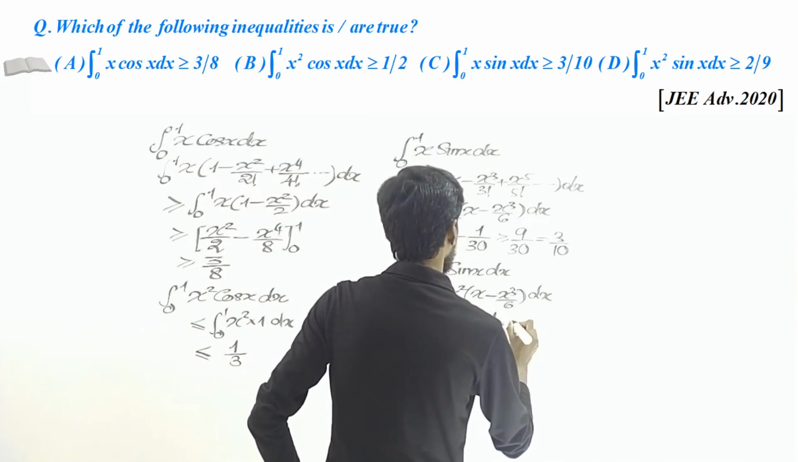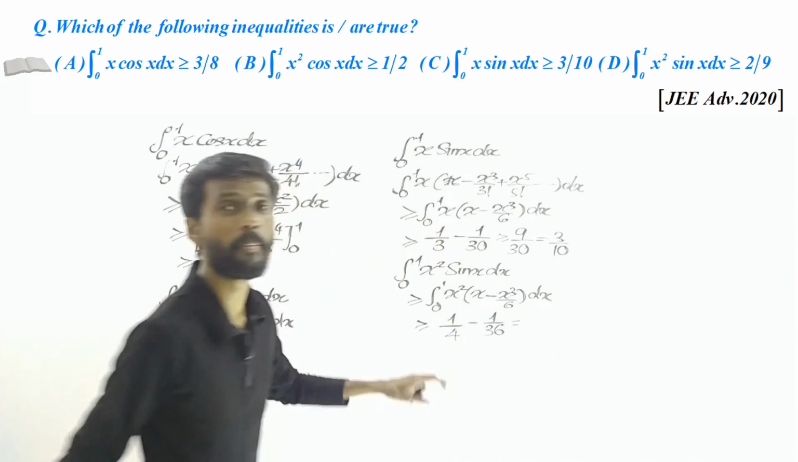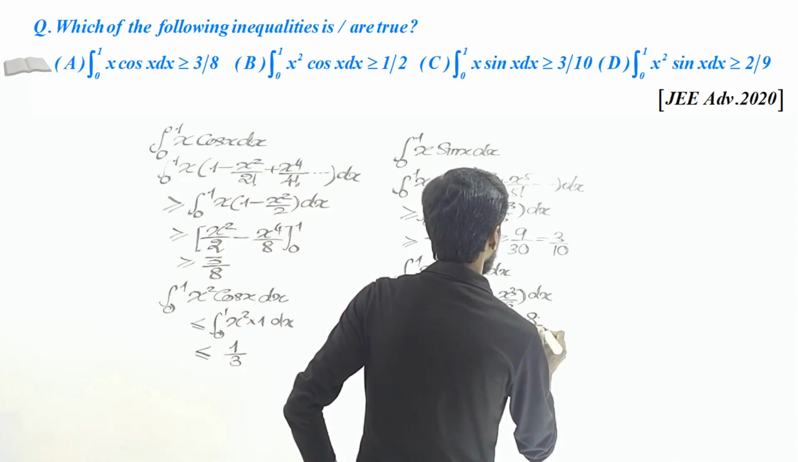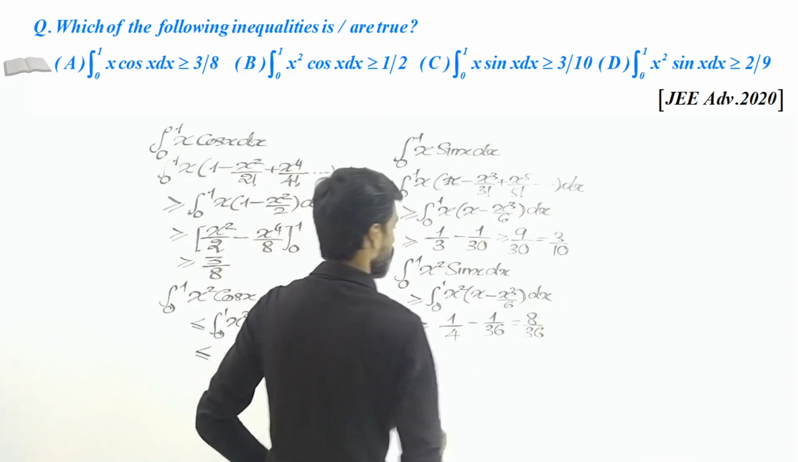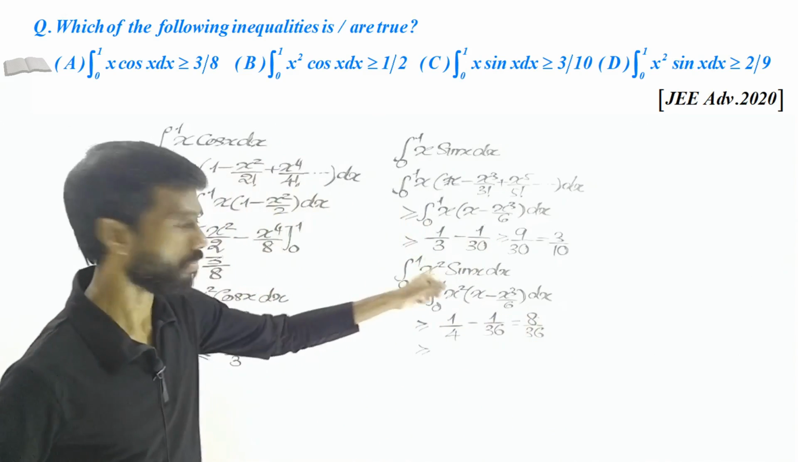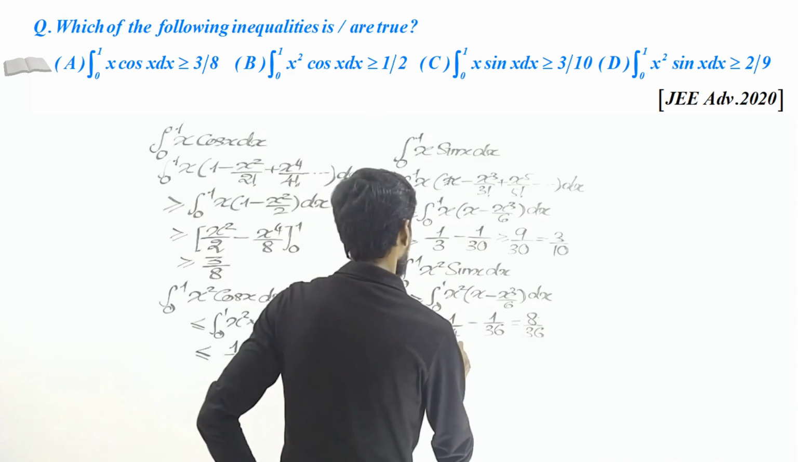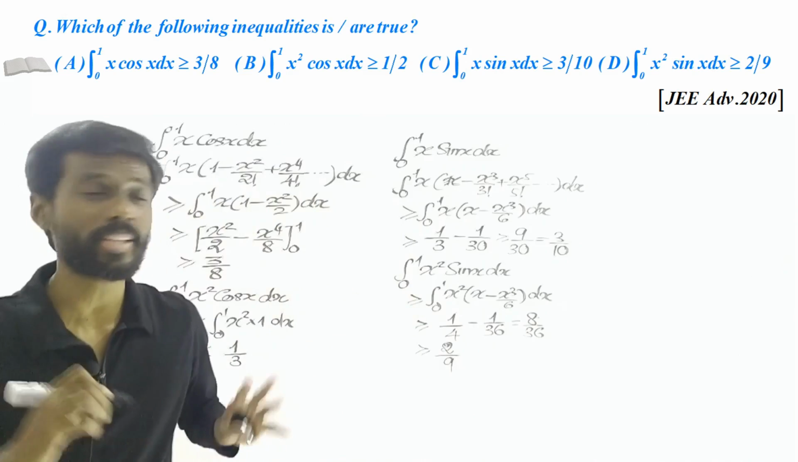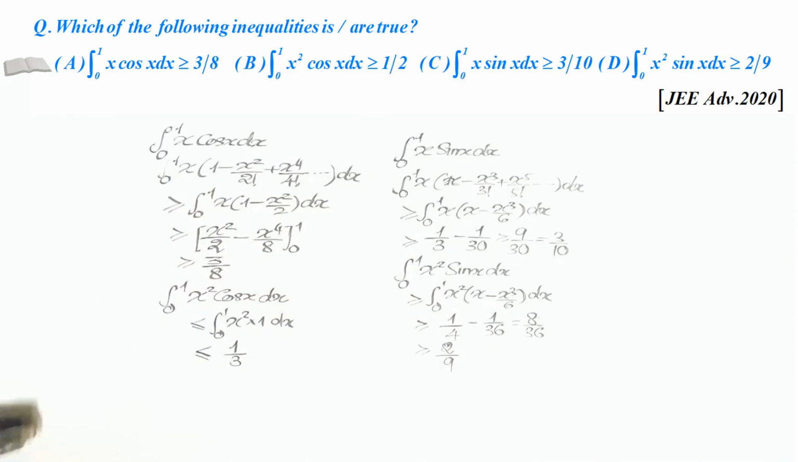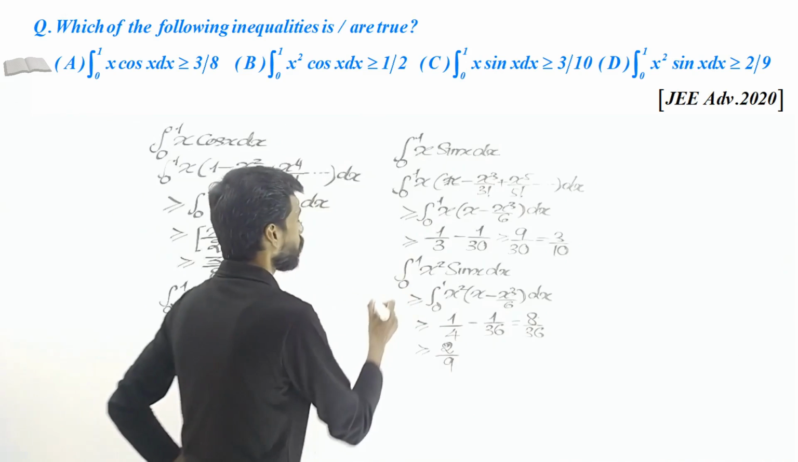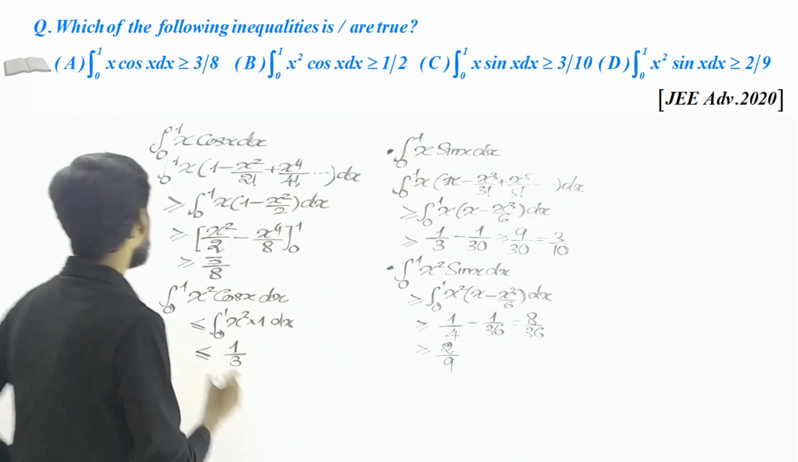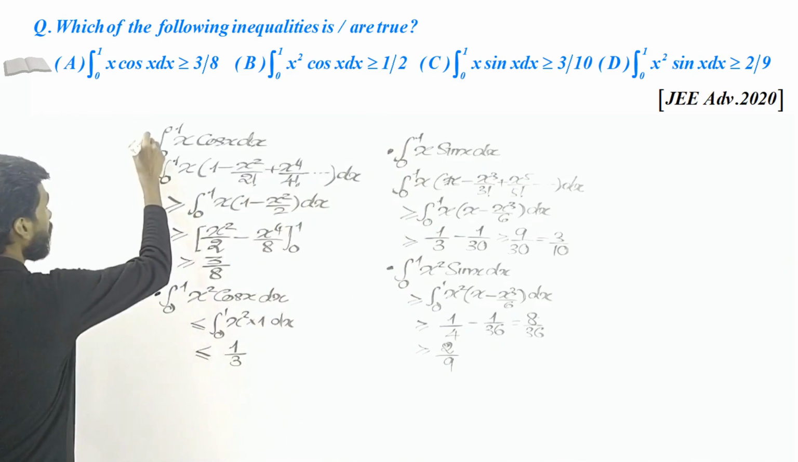So this is 9 minus 1, so 8 divided by 36. So 8 divided by 36, that means the whole value is greater than or equal to, if you cancel 4, 2 divided by 9. So that means integral 0 to 1 x square sin x is greater than or equal to 2 by 9. So that is also correct. So these are the 4 integrals given. We verified each one of these. So the answer here is this one.